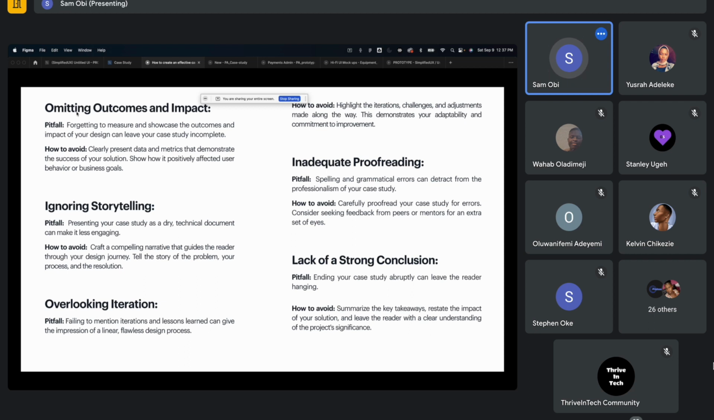You have to be able to sell your market, right? That way, to avoid that problem is crafting a compelling narrative that guides the user or the reader through your design journey. Tell a story of the problem, your process, and your resolution.